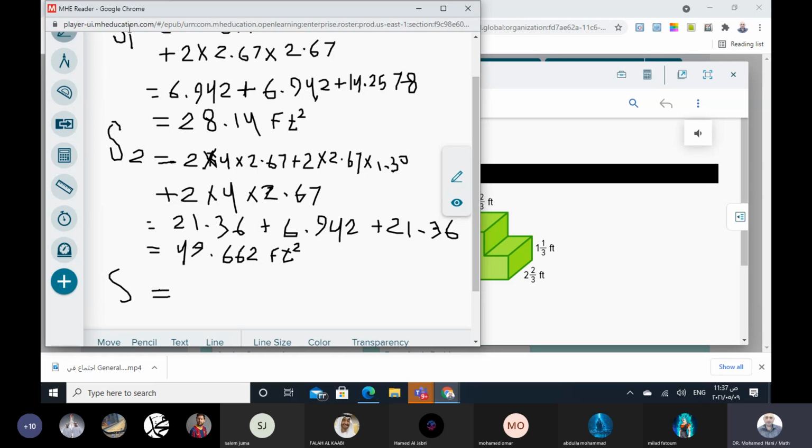Then to find the surface area of the composite figure, S equals S1 plus S2. S1 will be 28.14, plus S2, which will be 49.662. So we can add now. The answer will be 77.802 feet squared.